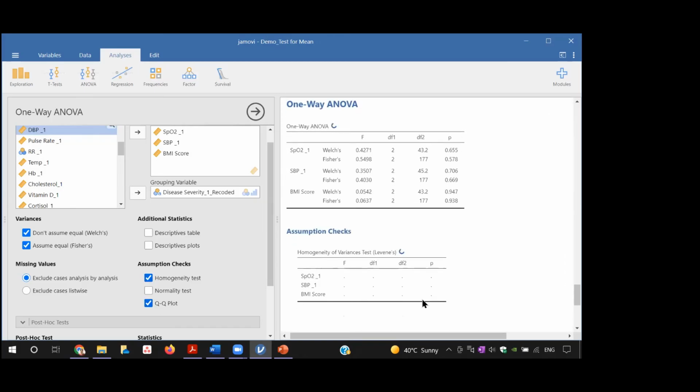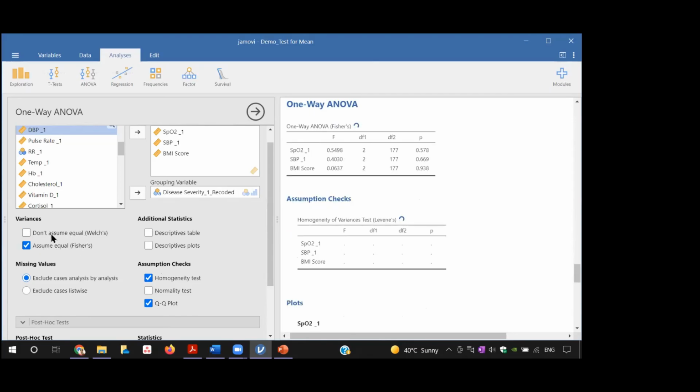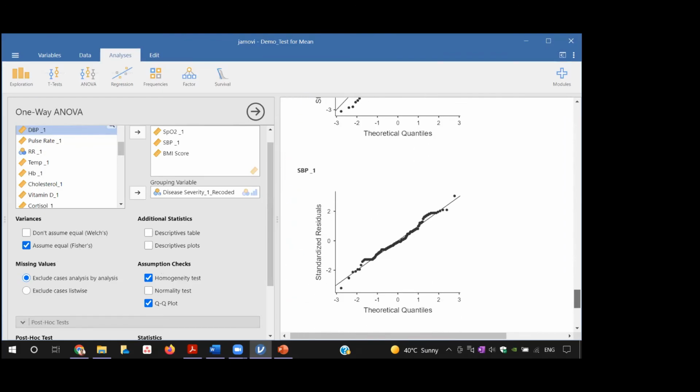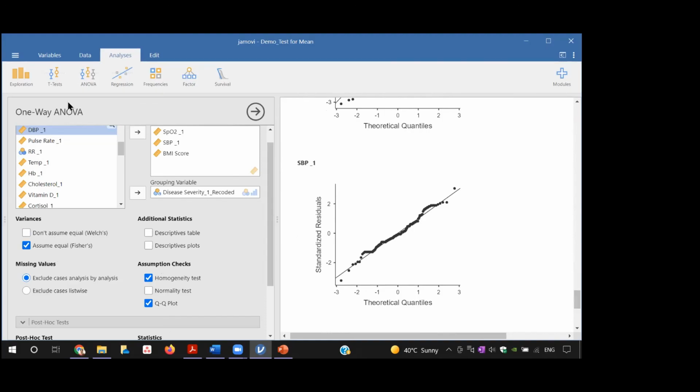If you see the homogeneity, you will see here that the p-value is more than 0.05. That means you have to assume this, the Fisher's, we have to see the equal variances assumed. So we have to check this. And then since the QQ plot is normal, you will apply this one-way ANOVA. Otherwise, if this is not normal, then you would have gone here and applied Kruskal-Wallis. But since it is normal, you will apply ANOVA.